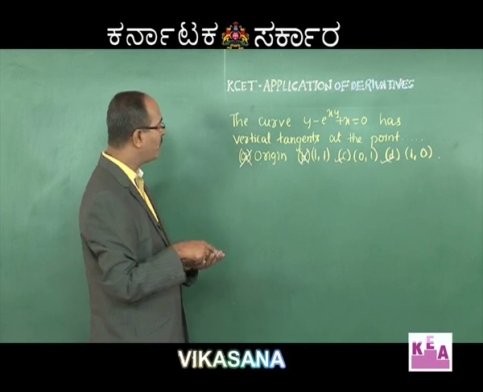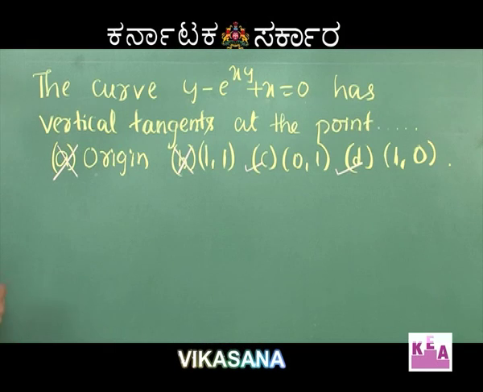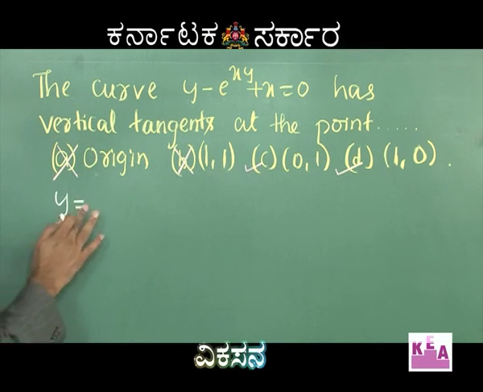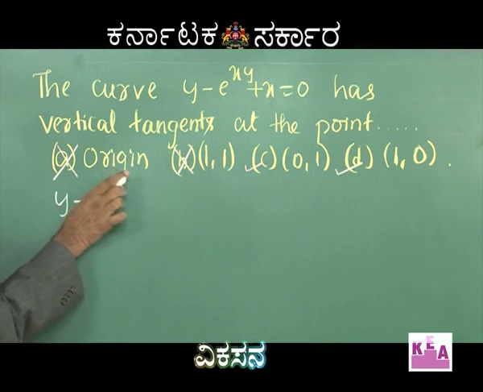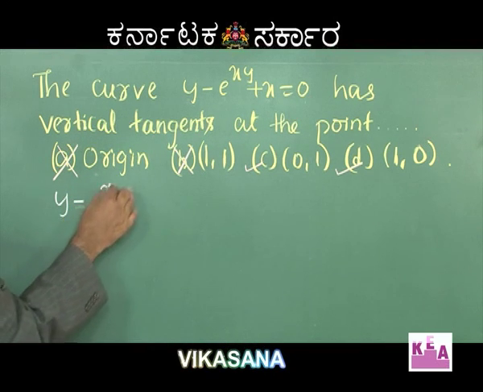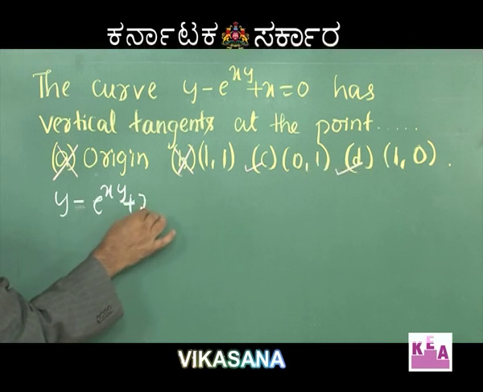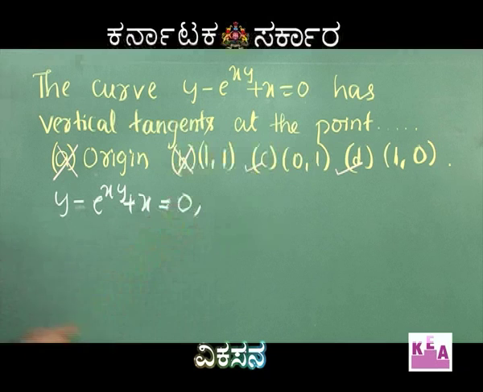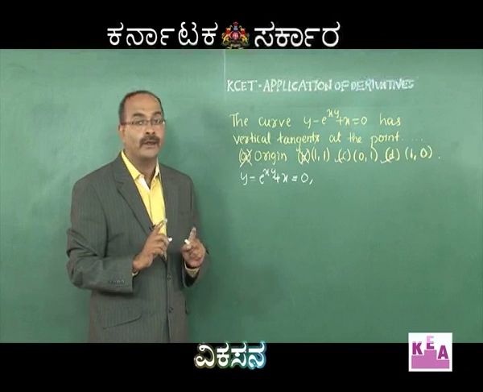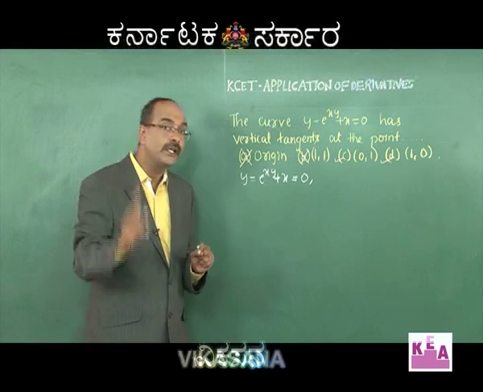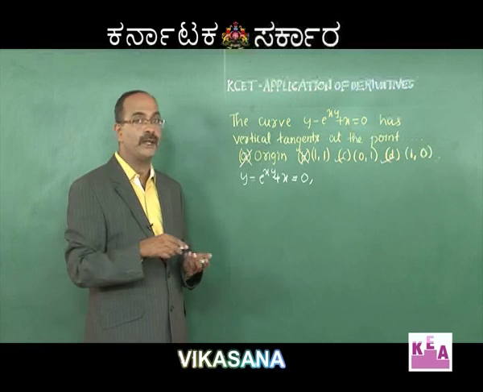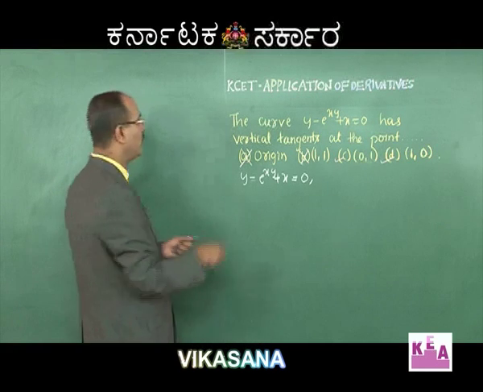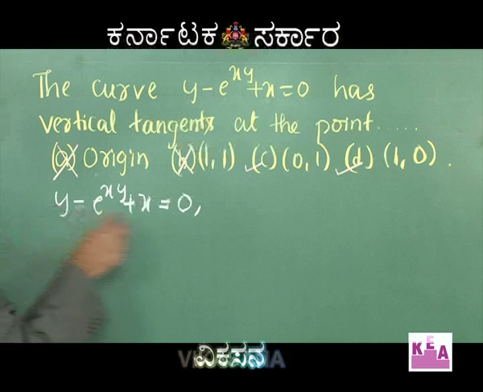Coming back to the question here, y minus e power xy plus x is equal to 0. Now, differentiate with respect to y, not with respect to x, because we need dx by dy and we have to equate dx by dy to 0. Therefore, differentiate with respect to y.